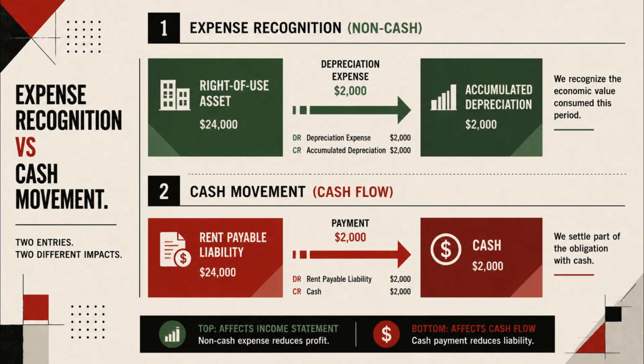Second, we record the payment itself. We debit our rent payable liability, essentially drawing that down, and we credit cash for $2,000. Economically, this behaves similarly to repaying principal on a loan that has zero interest.